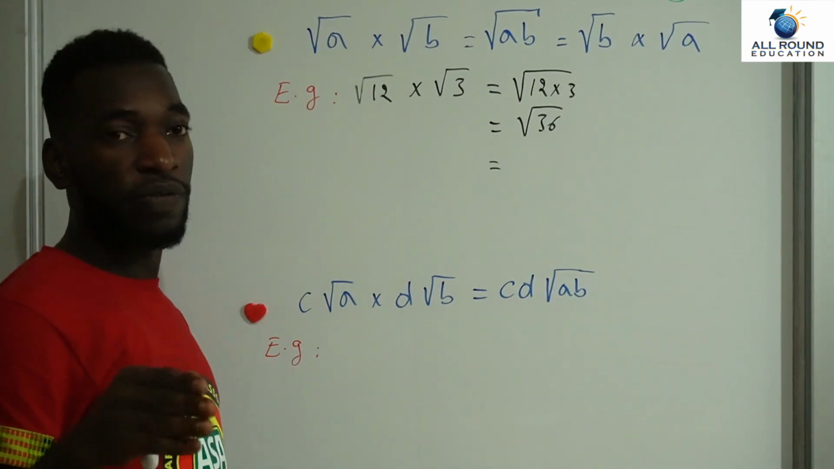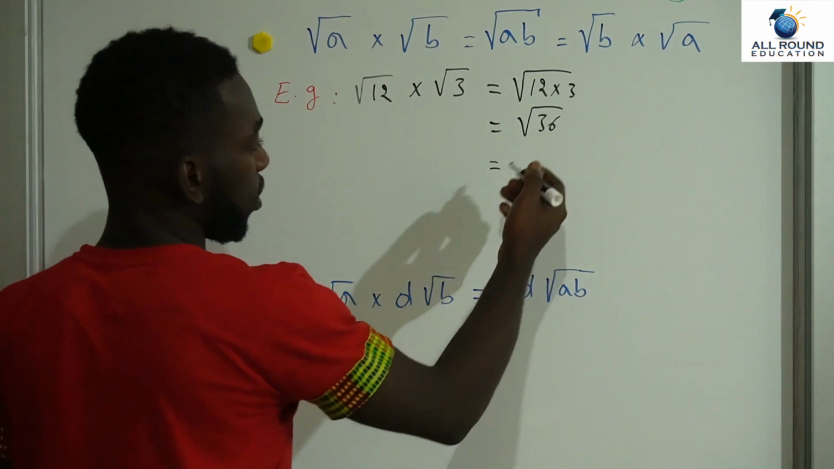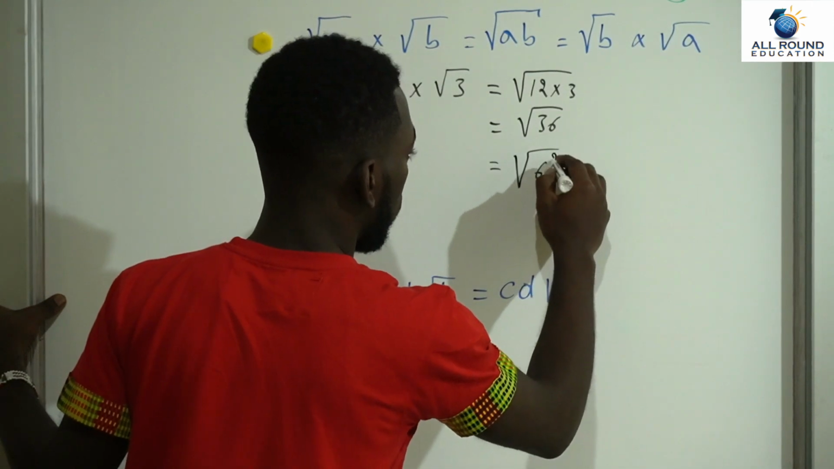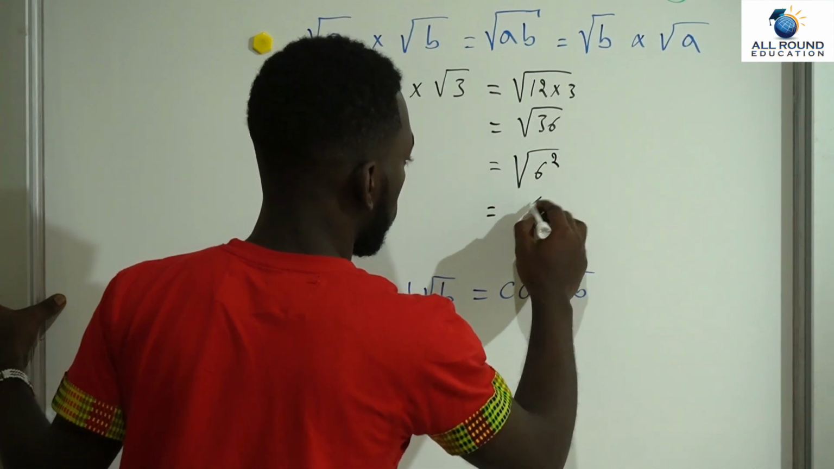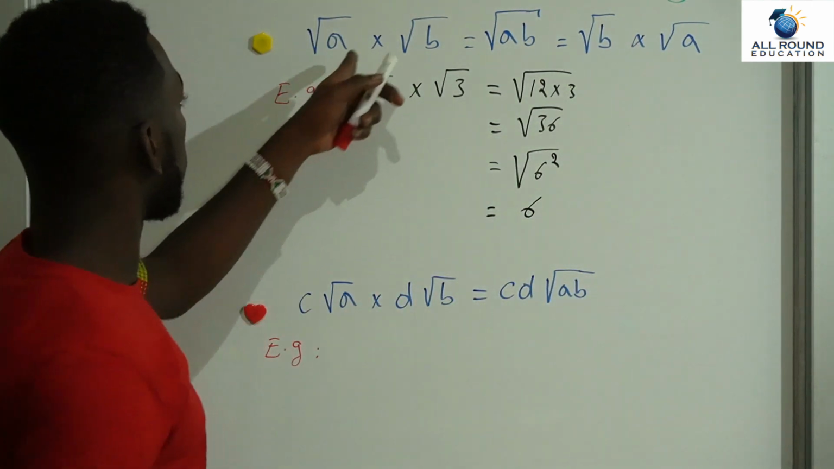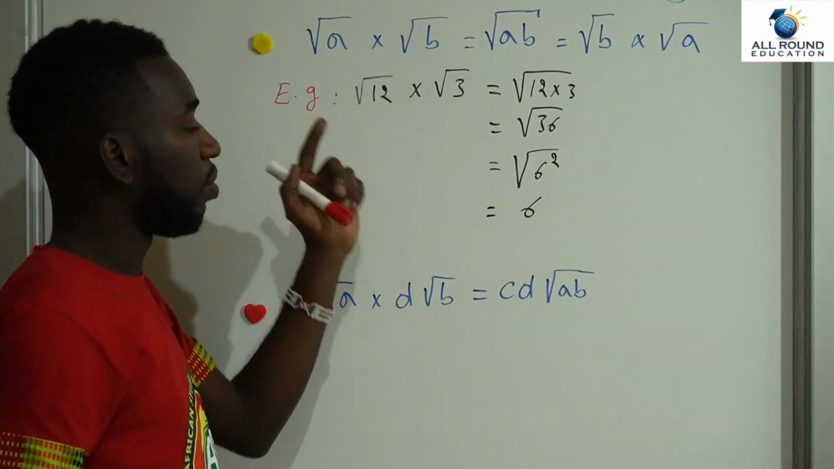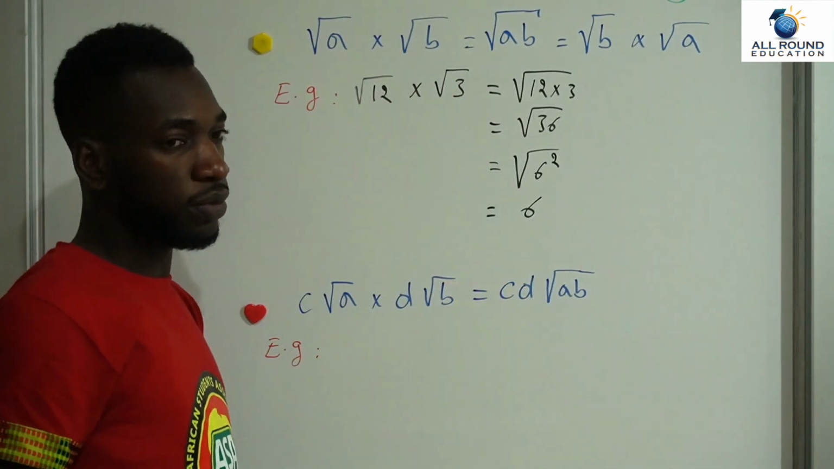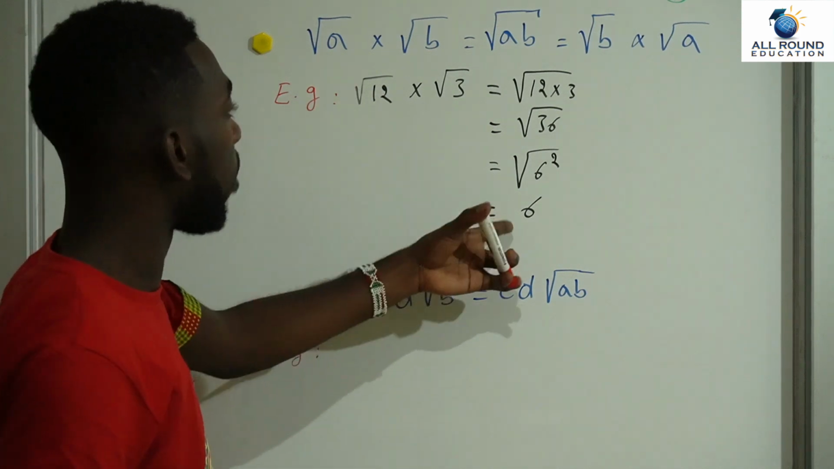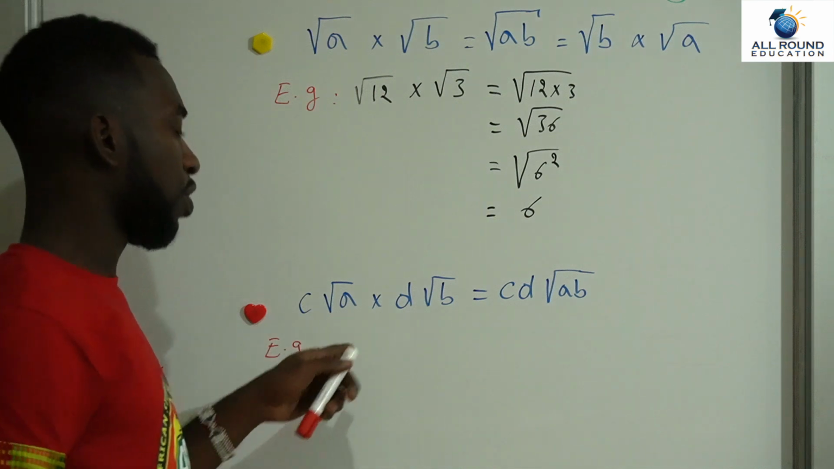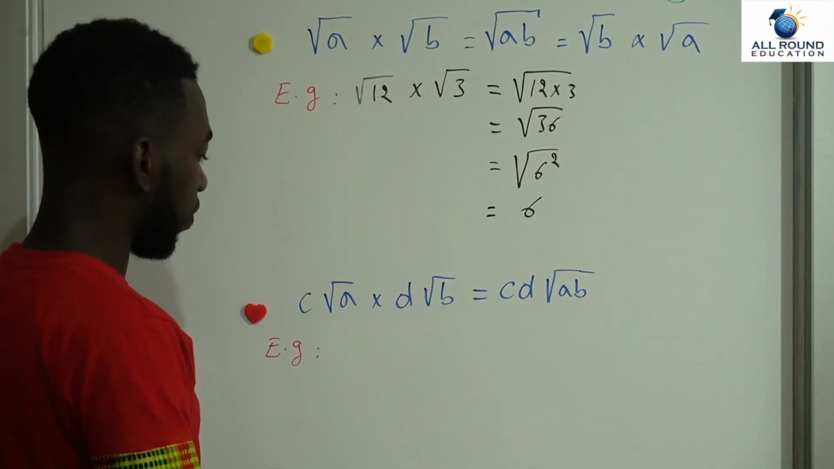So 36 is a perfect square, which basically means it's 6 squared, and the answer is just 6, right? So you can see where this leads. Depending on the numbers that you have for a and b, you could end up with an integer, or a natural number. So remember, this rule will be vital. Now let's look at the extended version of that rule.